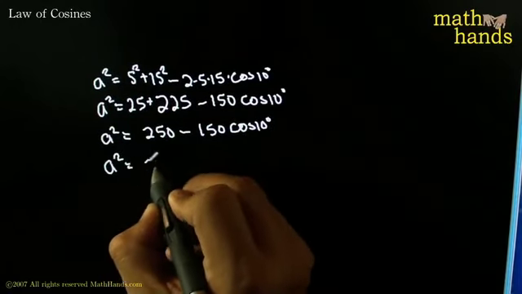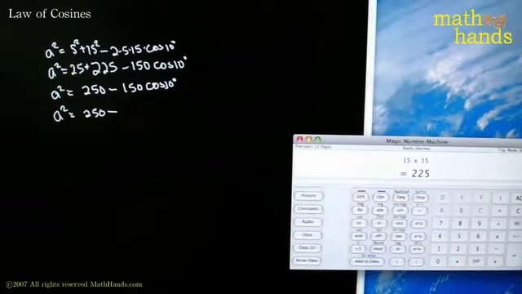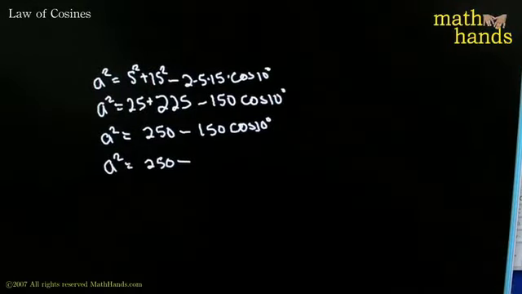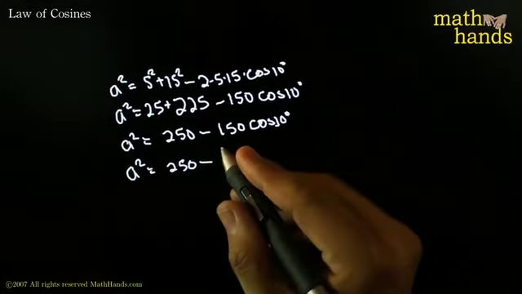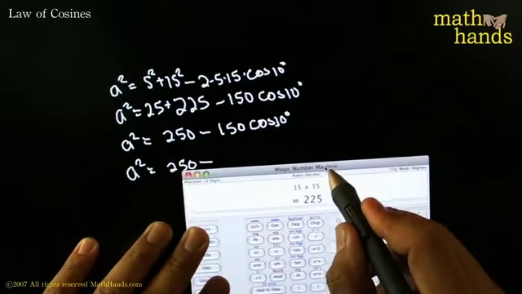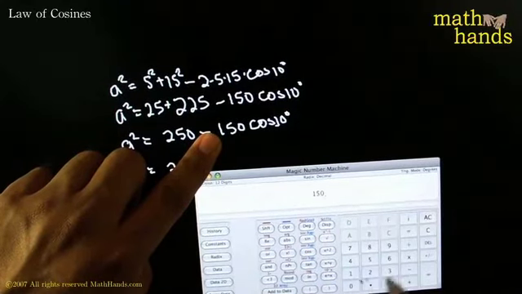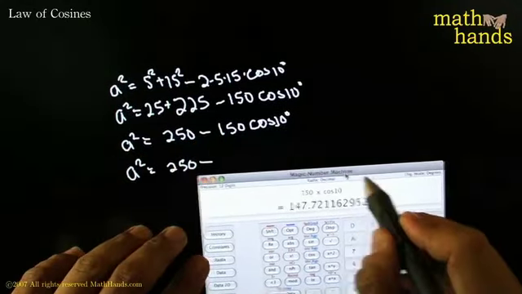That gives me that a squared is 250 minus, I'm going to take this again on my little magic number machine. Let's see. We got to do 150 times cosine of 10 degrees, and we get an approximate answer. That's approximately 147. I'll just leave it like that.